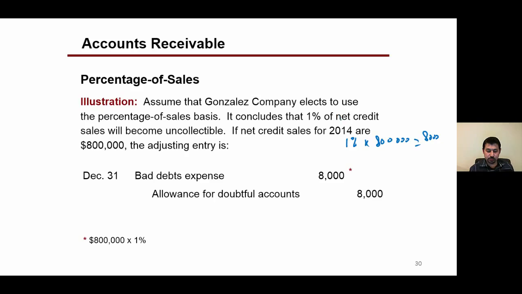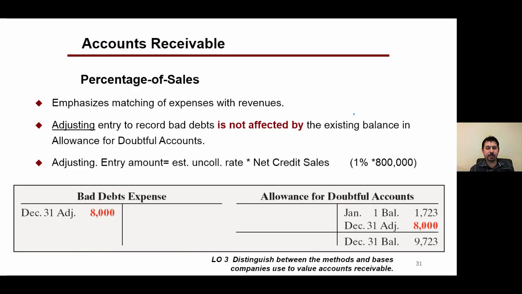The reason we're talking about net credit sales is that cash sales are not involved at all, because the cash is collected automatically. We are only interested in the sales that were made on account. Credit sales are sales on account, which will affect the accounts receivable balance. Like we said, the emphasis is to match expenses and revenues. And this is the adjusting entry, and we will see in a second why this is important. So this is the adjusting amount.